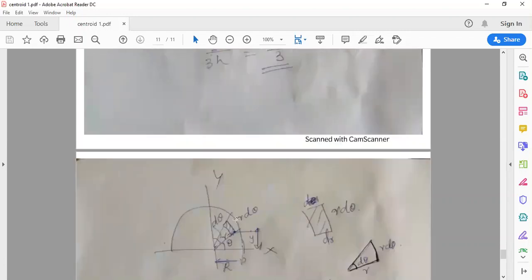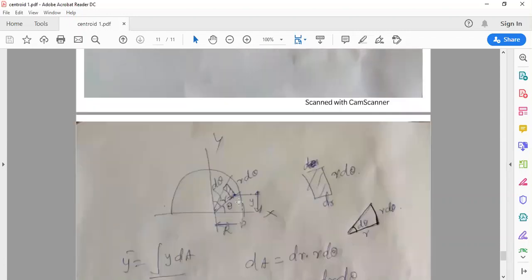So I have assumed one small rectangular strip at an angular distance theta, and this is the radial distance r, which makes an angle d theta at the center. So r d theta is this. I have just taken my strip out. Dr is the thickness, r d theta is this length. So this is the area of the element, dA equal to dr into r d theta, because this r is the radius and the angle is d theta, so this arc length will be r into d theta. That's why the area of the strip becomes dr into r d theta.